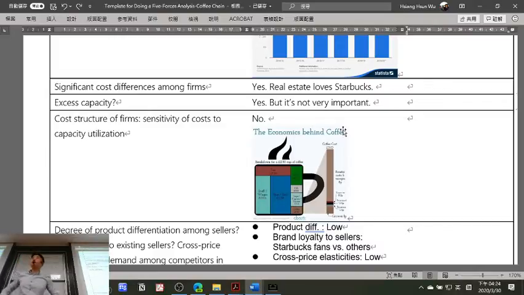Yeah, actually there are significant cost differences among different firms. For example, Starbucks. Real estate companies really like Starbucks. Do you know why? They would like to give Starbucks very low rent. Maybe because a Starbucks coffee shop nearby increases the value of a property.